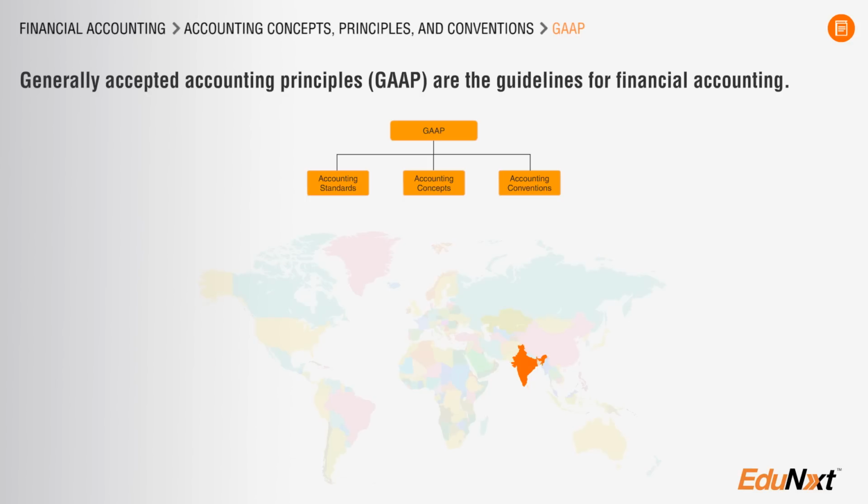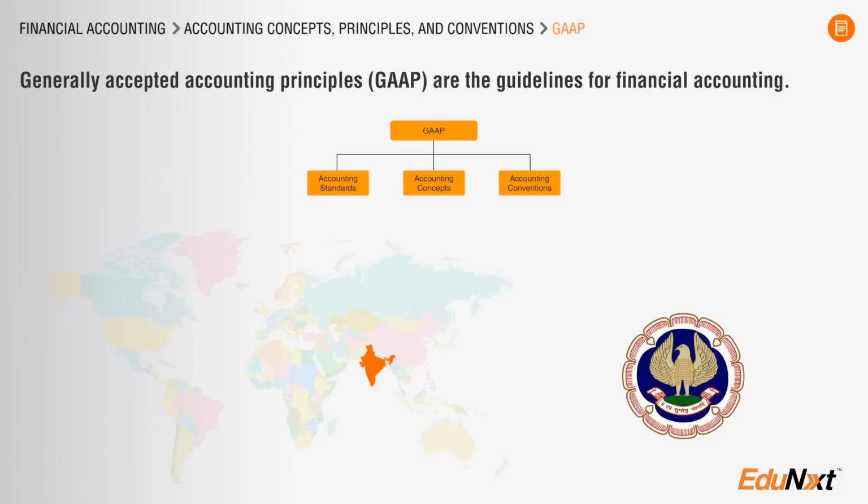In India, for example, the Institute of Chartered Accountants of India or ICAI sets the accounting standards that have to be followed by organizations that are registered and operating in India. The accounting standards applicable in India are commonly called Indian GAAP. Let us now try to understand some of the more important accounting concepts and conventions.